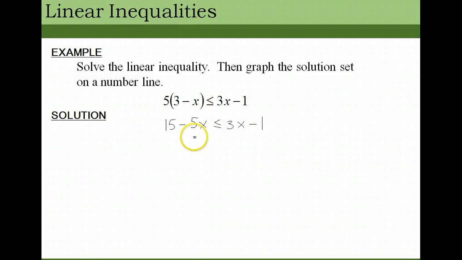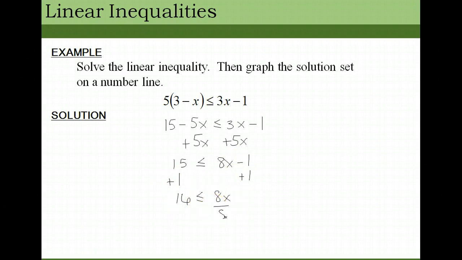There are ways you can think about working with these inequalities so you can avoid multiplying or dividing by a negative. For example, I see that if I add 5x to both sides, then the number of x's I have over here will be a positive number of x's, right? So that might be a good thing to do so that we don't have to worry about later multiplying or dividing by a negative. So when I do that, I get 15 less than or equal to 8x minus 1. I'm going to add 1 to both sides. And I get 16 less than or equal to 8x.